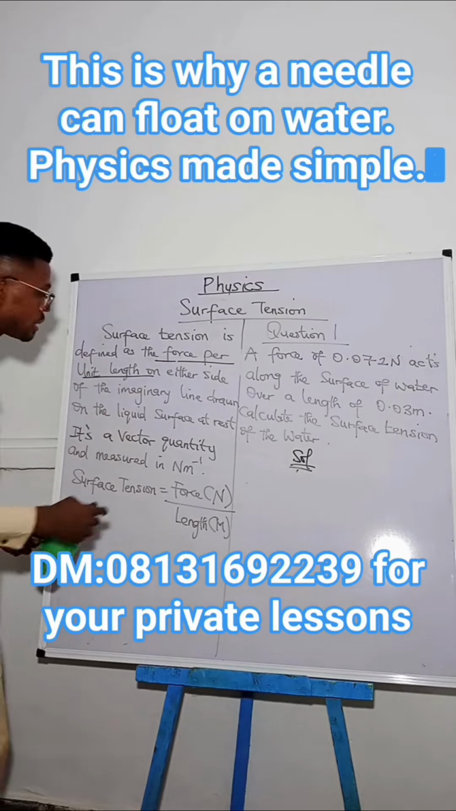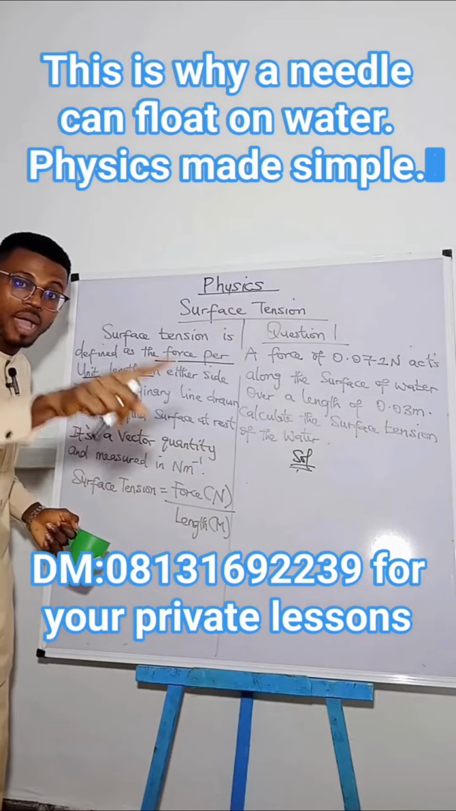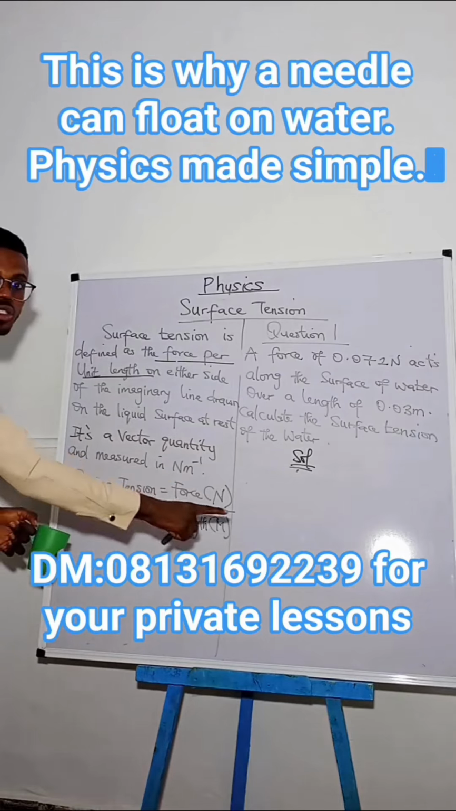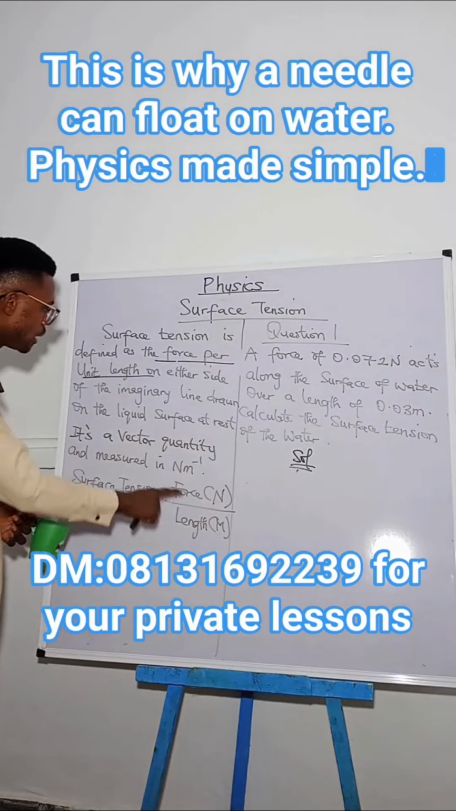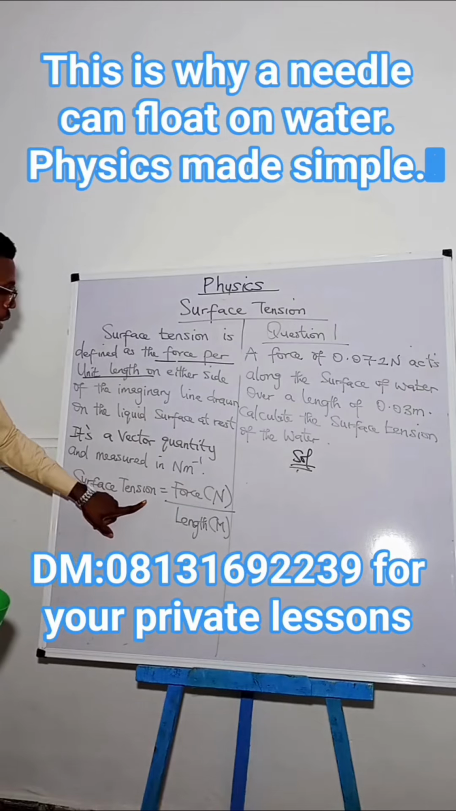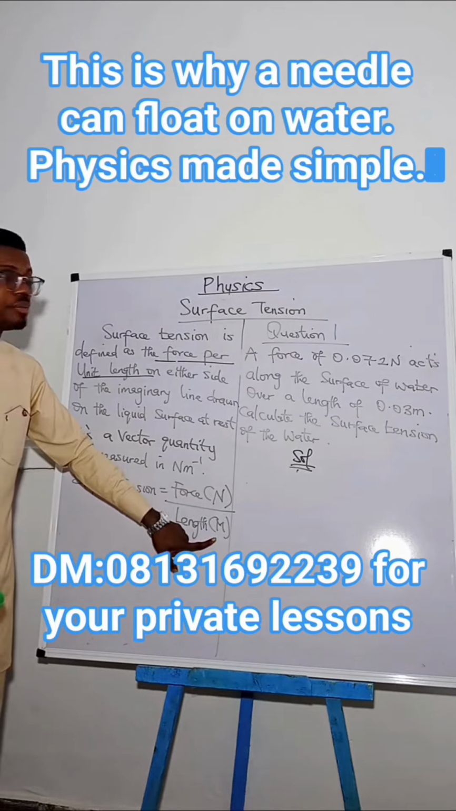Now, it is a vector quantity. Take note of that, JAM student. A vector quantity, meaning it has both magnitude and what? Direction. And it is measured in Newton per meter. So the SI unit of surface tension is Newton per meter. So surface tension mathematically is represented as what? Force in Newton over length in meter.